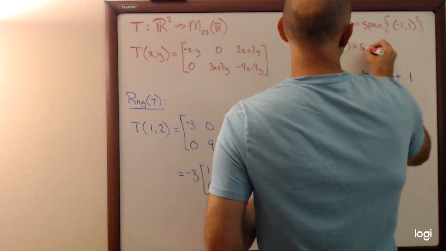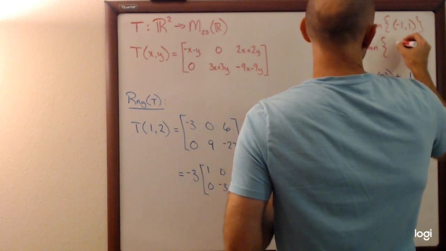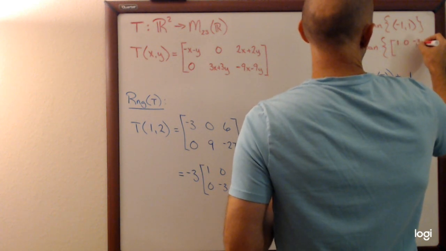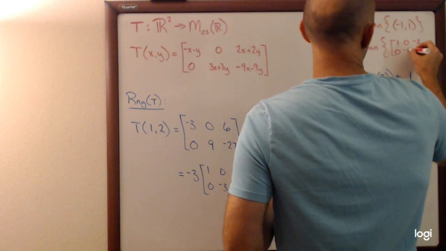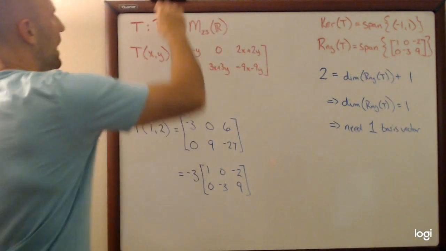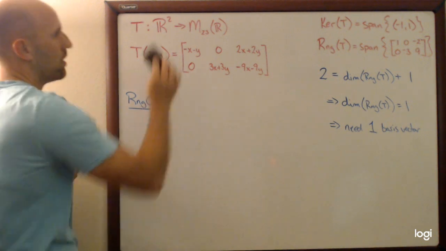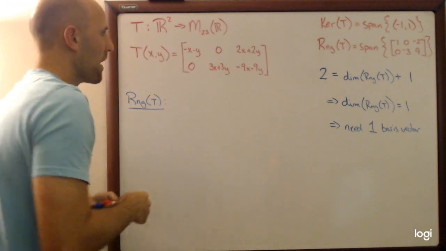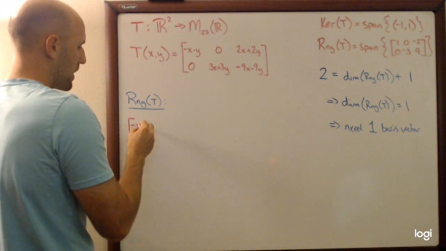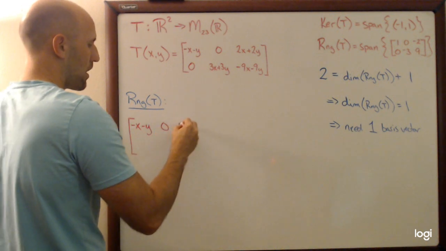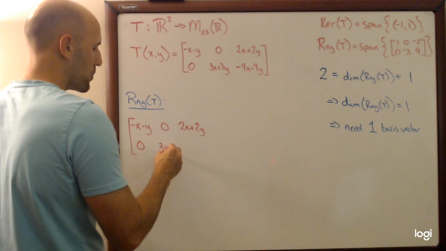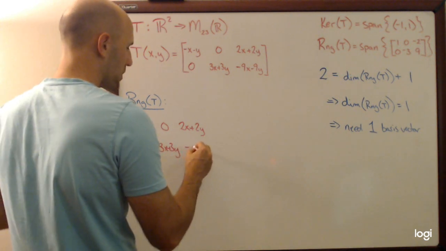I'm going to do this a slightly different way now. So I'm just going to write this down. My range is the span of (1, 0, -2, 0, -3, 9). Okay, so we can do that. What if I just took a general outcome here, and what if I did a little bit of arithmetic? So I take -x minus y, 0, 2x plus 2y. I'm just writing down the formula for a general member of my range, just something that came out of this.